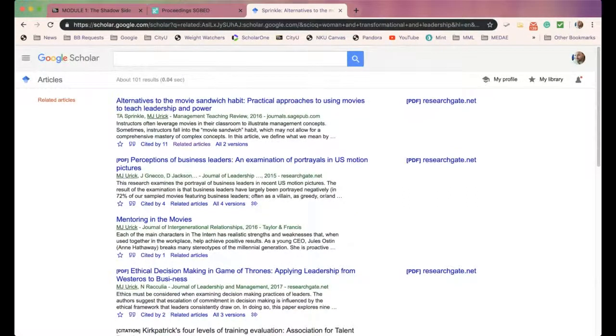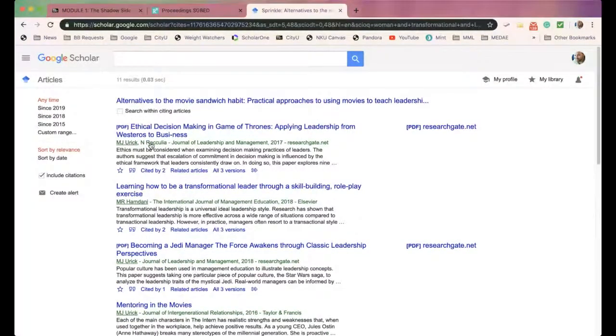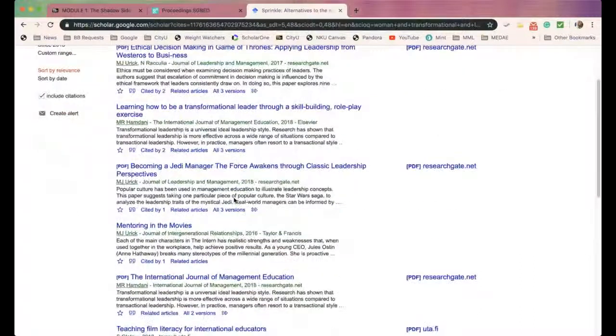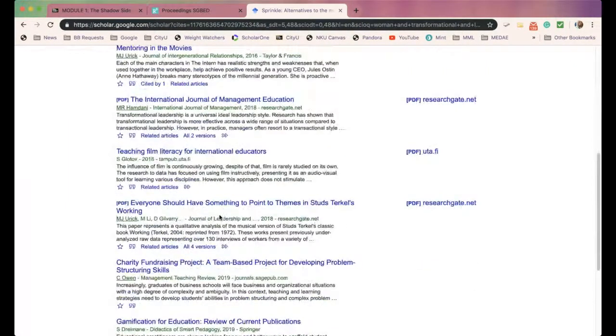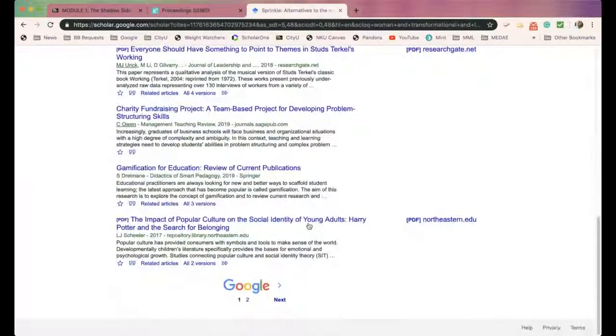Okay, so in short, the best way to develop a topic is to dig into an article that you think is really good and see what other articles there are. You can also, in addition to using related articles, use cited by. So this article that we thought was really good has been cited 11 times. So we go and look to see who's citing it, because often they're talking about a similar topic. So this is like Becoming a Jedi, The Force Awakens through classic leadership perspectives, mentoring in the movies, that kind of thing.